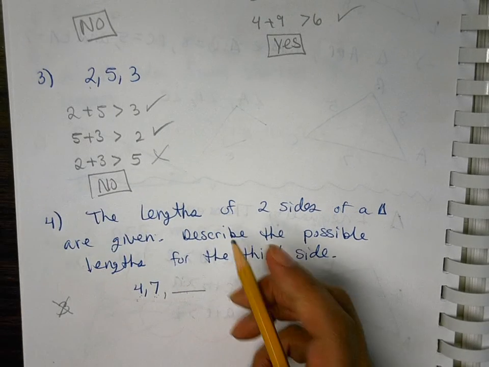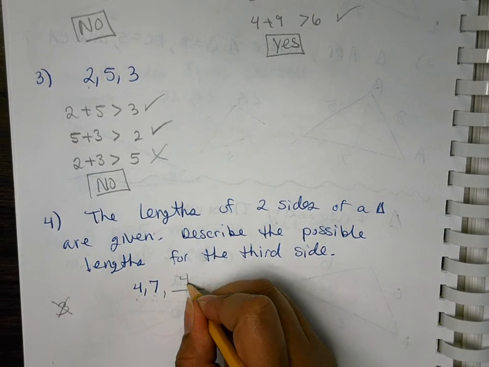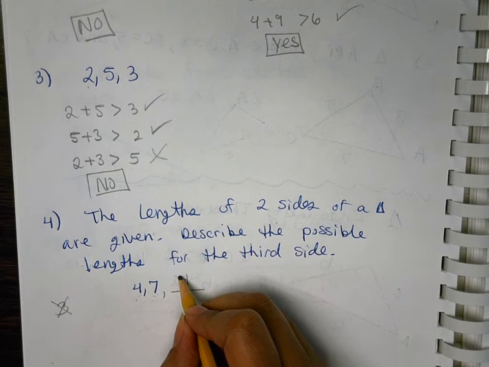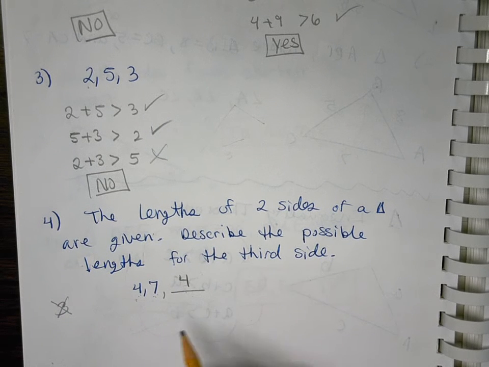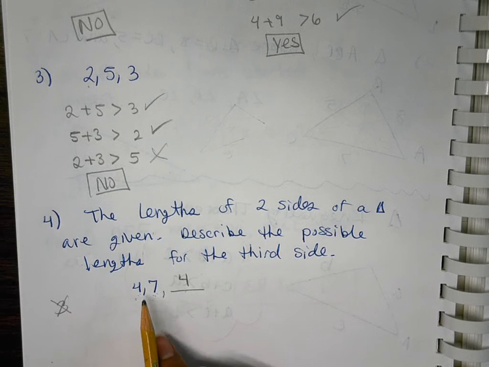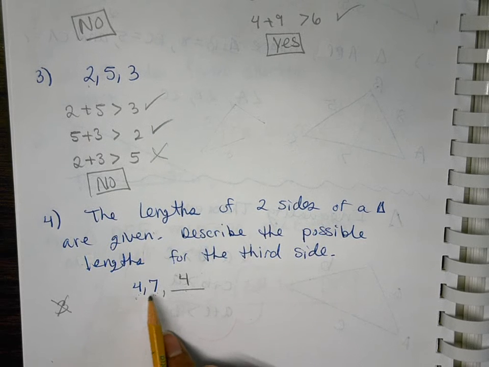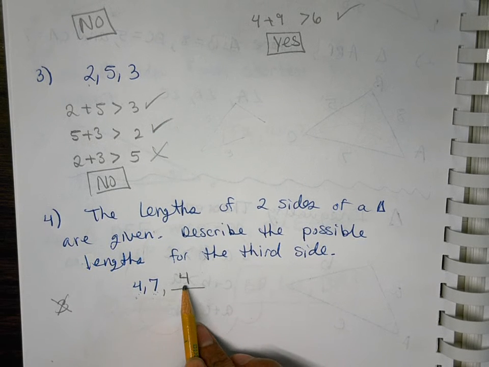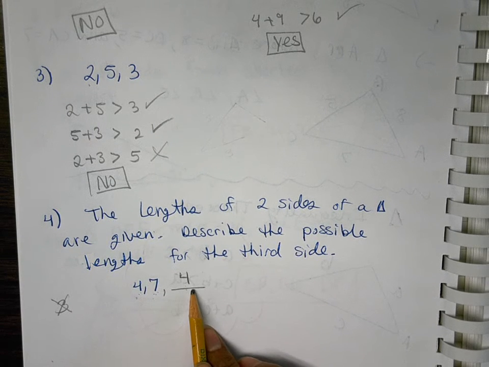Okay, I heard 4. Let's try 4. Can we use a 4 if we already have one? Yes, because it could be an isosceles, even an equilateral triangle. All right, quickly. 4 plus 7, does that work? Yes. 7 plus 4? Yes. And 4 plus 4? Yes. So 4 is a yes.